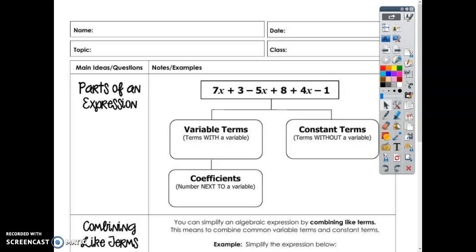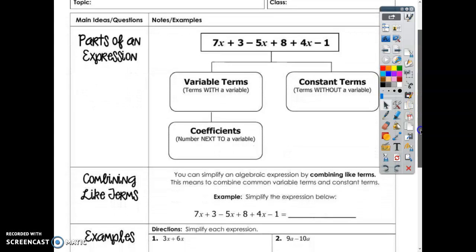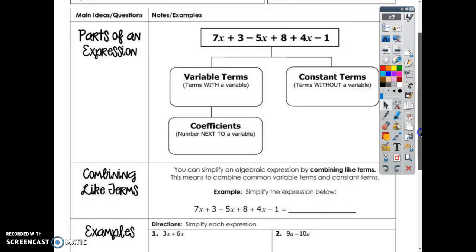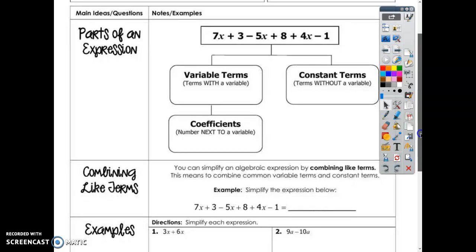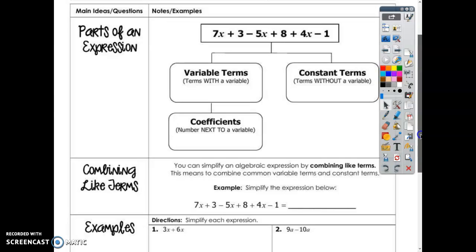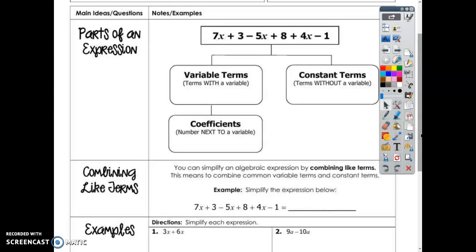Okay, guys, today we're going to combine like terms. We're going to be adding and subtracting polynomials, things that look alike, las cosas que se parecen. So this is just notes up here, so you know the difference between a variable term, coefficients, and constant terms. Variable terms are terms with variables, so things with x's. Okay, these are my variable terms.